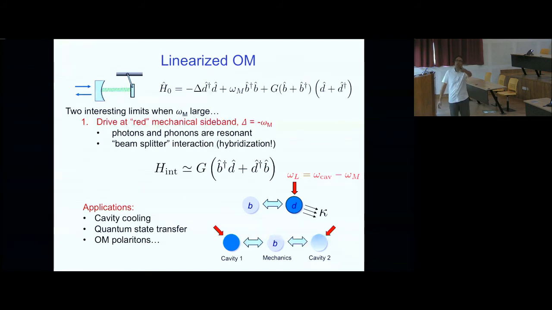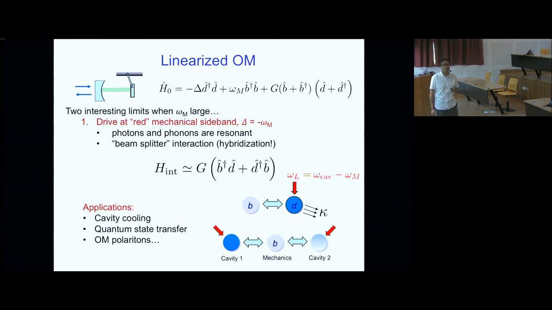How large? Well, much bigger than the cavity damping rate, kappa. Right? Because once I have damping, energy becomes a little bit uncertain. So if the energy is too uncertain, I'm not sure I can throw away the b-dagger d-dagger terms anymore. Okay, so I'll tell you about an interesting kind of cooling.